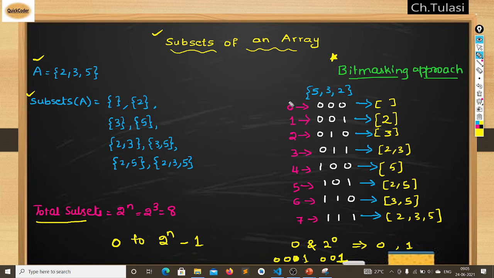2, 3, 5. Okay, see, again I will explain. Don't worry, I will explain again. So see, here 0 is there. First of all, I will take 0 and I will check whether at this position there is 1 or not.